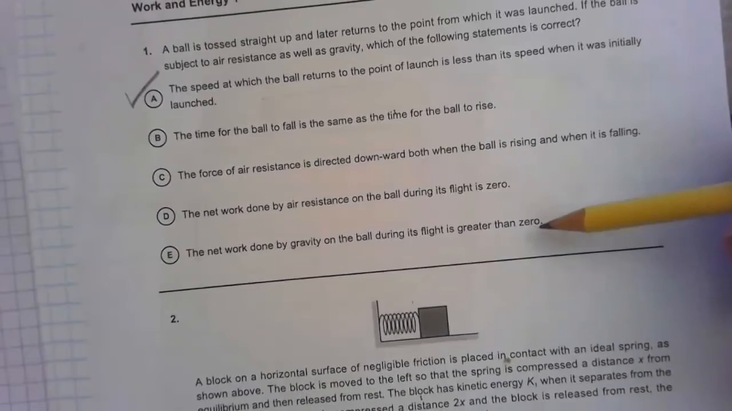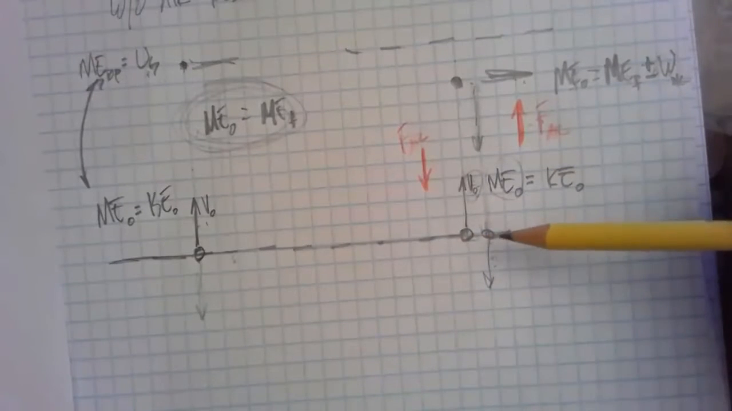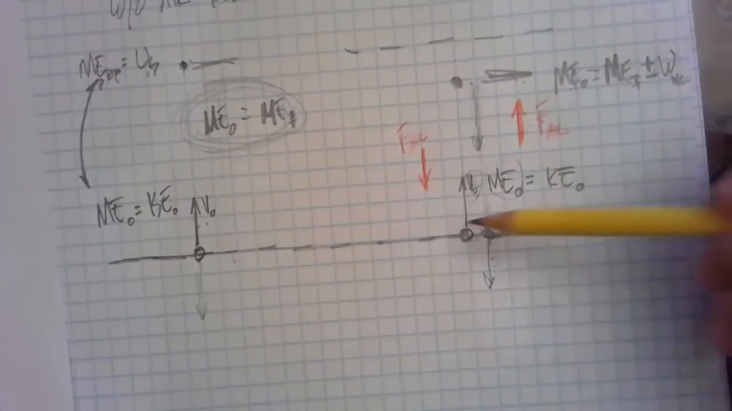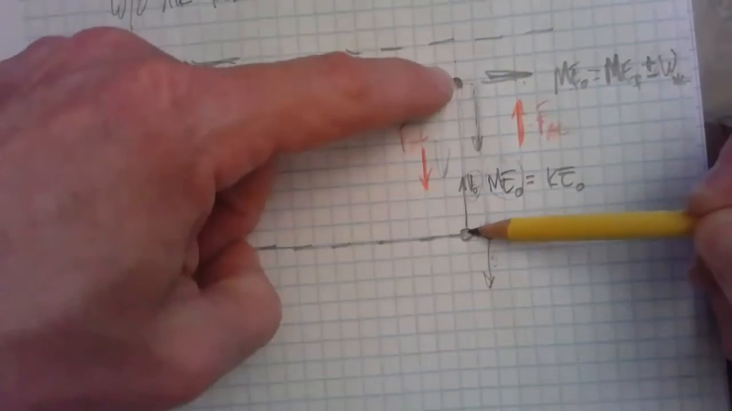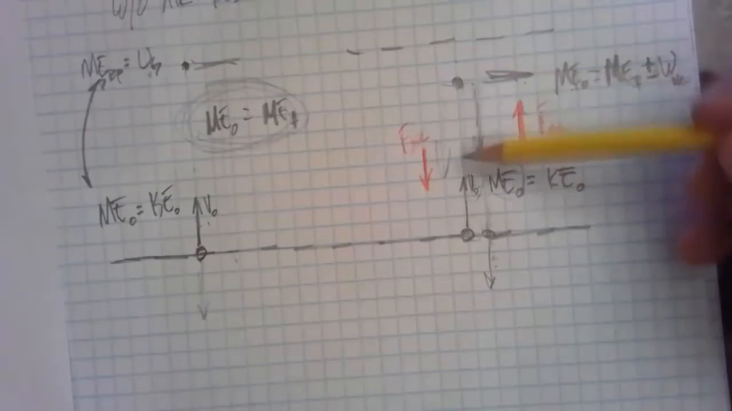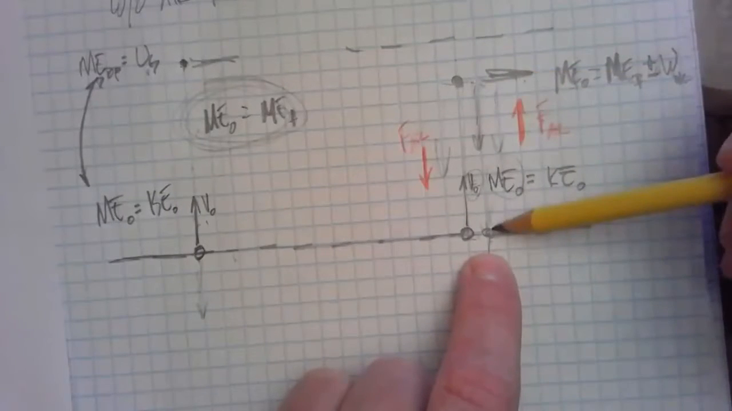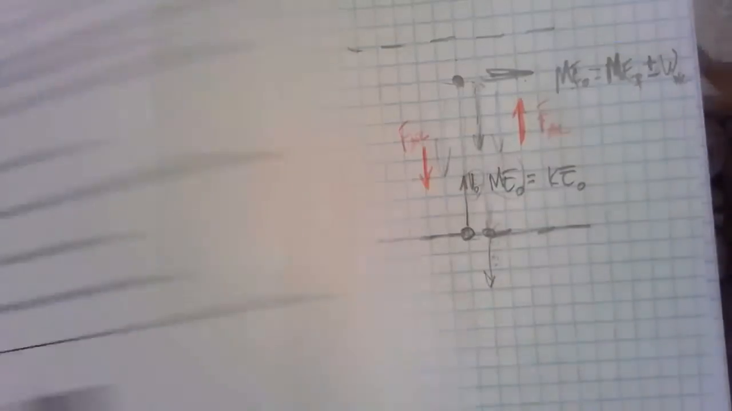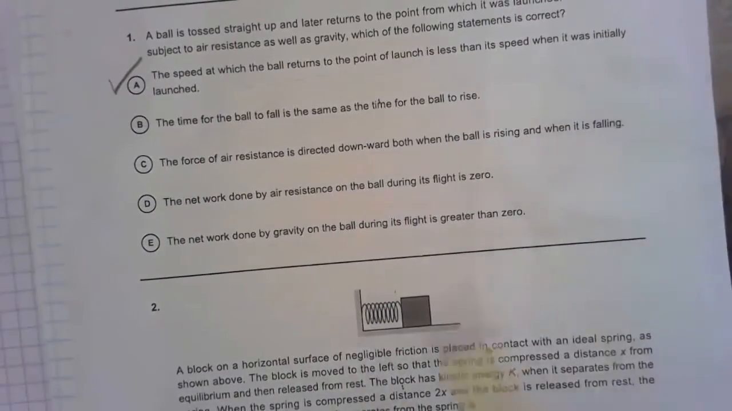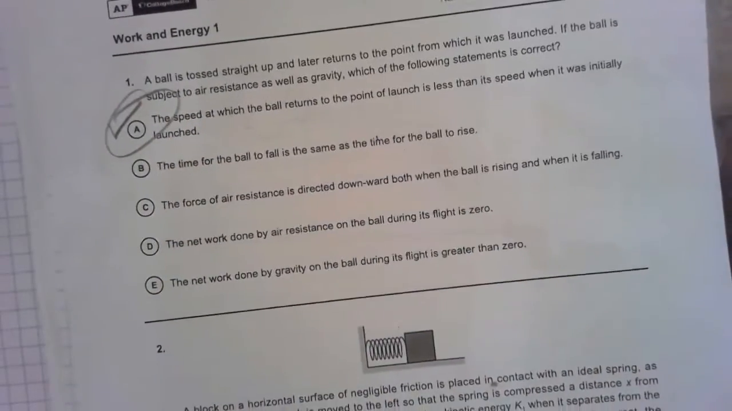The net work done by gravity on the ball during its flight is greater than zero. Actually, the net work by gravity is zero. It started at this height and came back to this height. As it went from here to here, gravity pulled down with a force over that distance, and that's negative work. On the way back, gravity pulled down in a displacement from here to here, same distance, except the other direction, positive work. So it is zero. So the net work by gravity is zero in that case. So yeah, A was the right answer. All right.